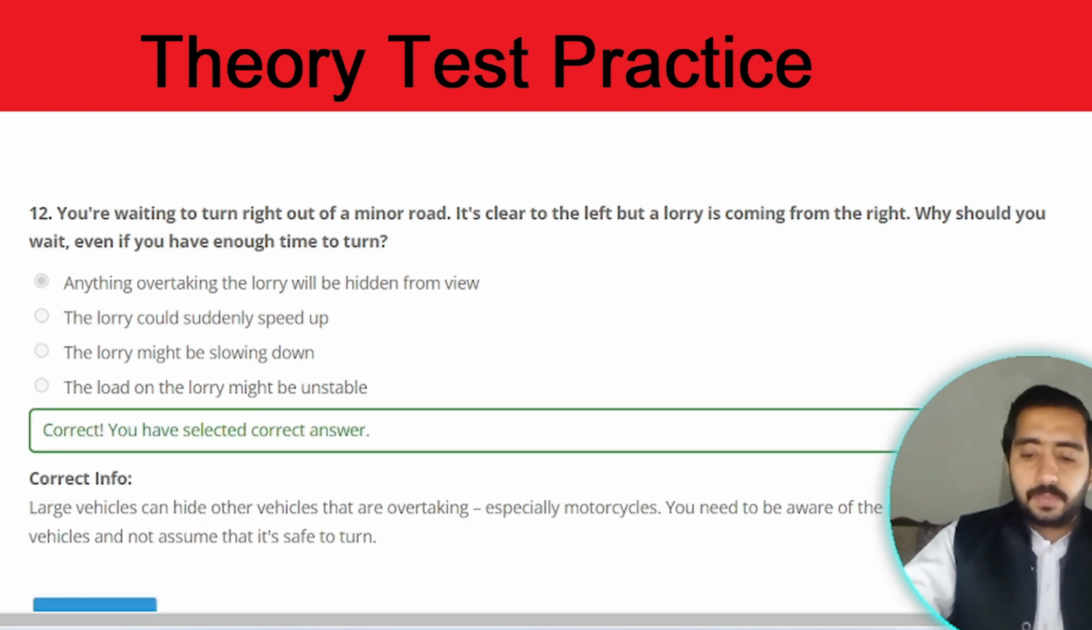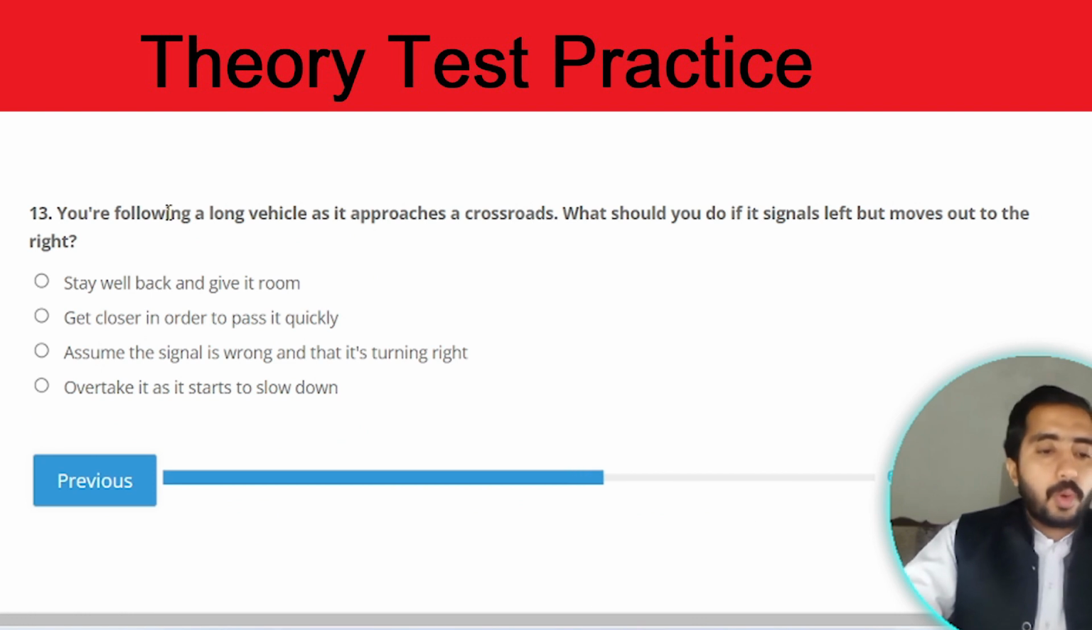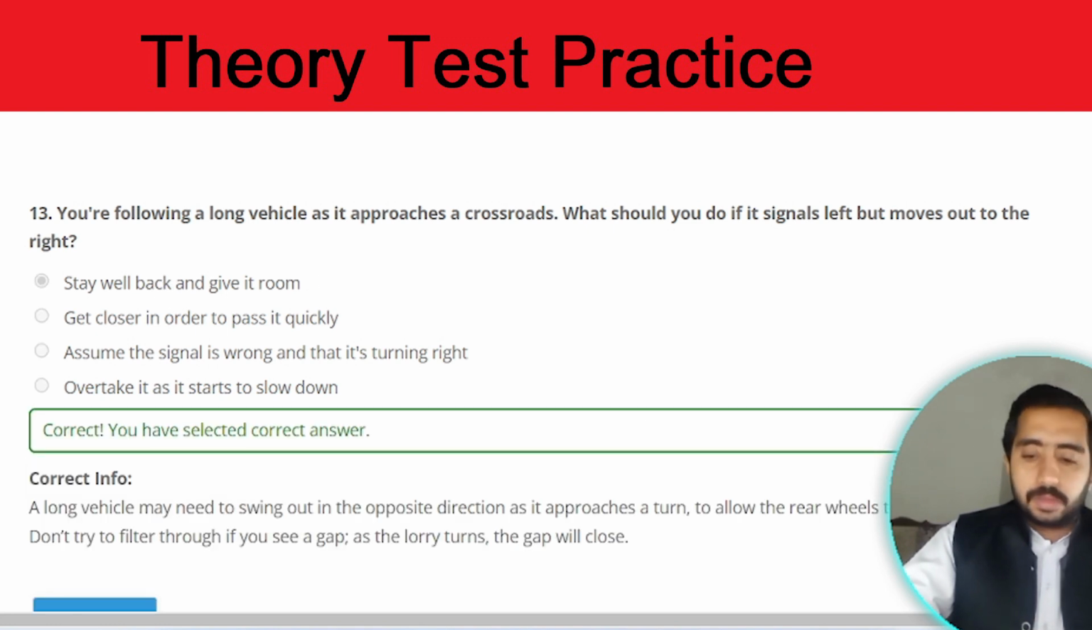Next question. You are following a long vehicle as it approaches a crossroad. What should you do if it signals left but moves out to the right? If it is showing a left signal and moving to the right, in this situation you need to stay well back and give it room. Option A is the correct one.